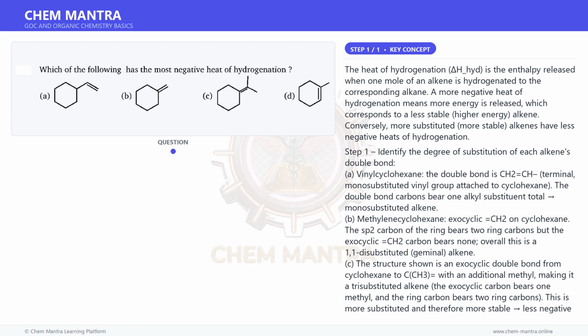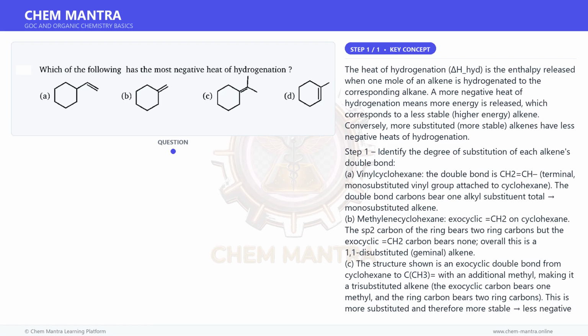Step 2. Rank stability. More stable means less negative ΔH_HYD. Most stable, least negative ΔH_HYD: C, the trisubstituted exocyclic, and D, the trisubstituted endocyclic. Moderately stable: B, the disubstituted exocyclic methylene cyclohexane. Least stable, most negative ΔH_HYD: A, the monosubstituted terminal alkene, vinyl cyclohexane.